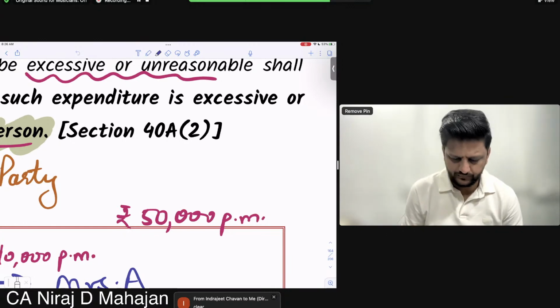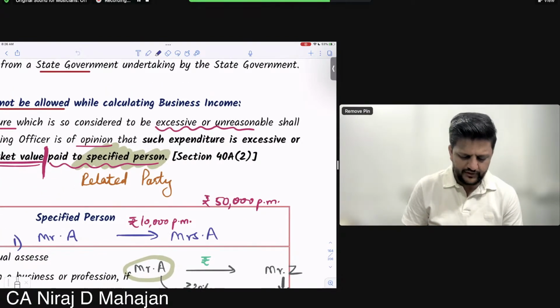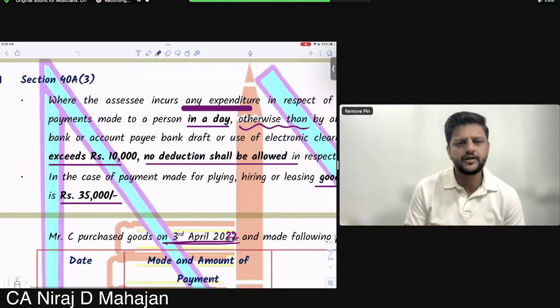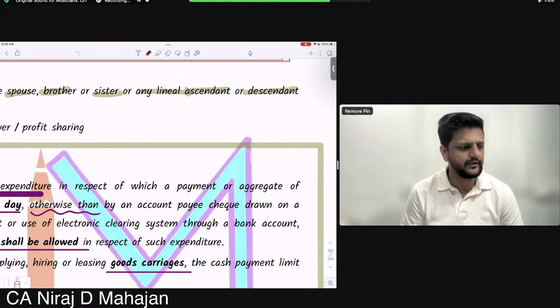Okay. That is 48.2. 48.3 is the mode of payment. See, there are two things. For 48.2, you have to understand two things: balance sheet and P&L.